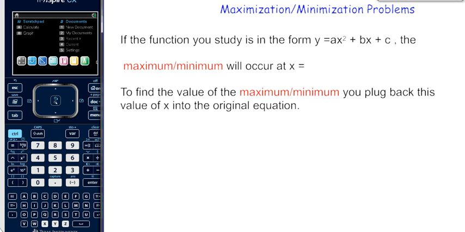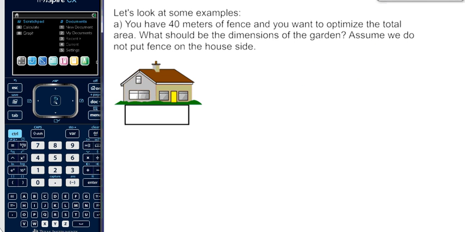If we want to find the maximum or minimum of a parabola, and it happens to be in standard form, the maximum or minimum will occur at the vertex. So in standard form, it's x equals negative b over 2a. If we need to find the maximum or minimum value of the function, we just plug this value of x back into the original function and substitute it for those x's. So we'll look at 4 examples of that.